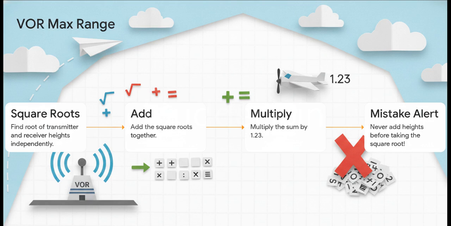Now, here is a massive mistake alert. Students constantly add 1,600 and 9,000 together first, and then square root the total. If you do that, you will fail the question. You must square root the heights independently.